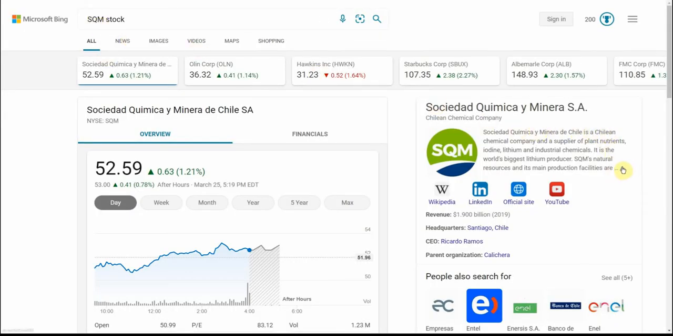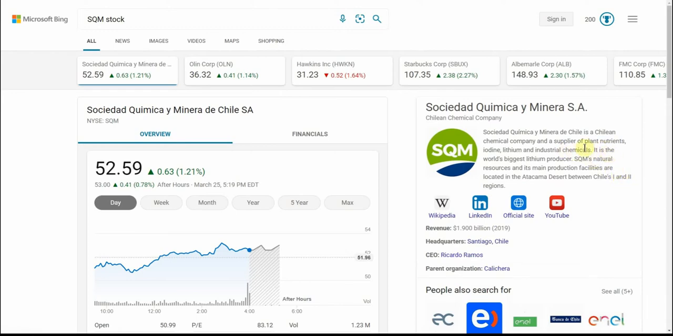Again, this one is a supplier of plant nutrients, iodine, lithium, and industrial chemicals. It is the world's biggest lithium producer. Natural resources and its main production facilities are located in the Atacama Desert in Chile.